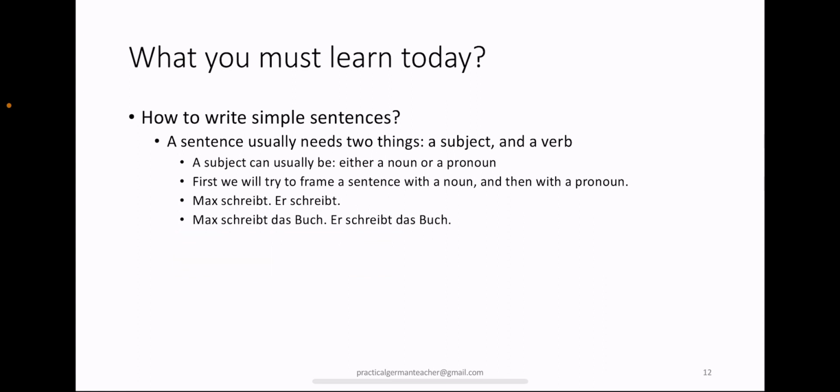Okay, if you want to add some context, so what is Max writing, then you can say Max schreibt das Buch, er schreibt das Buch. Das Buch means the book.